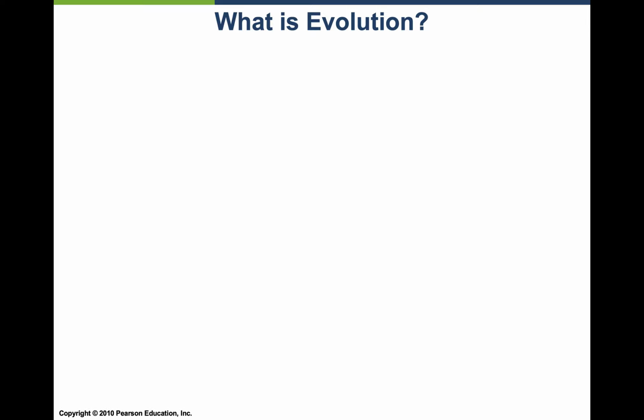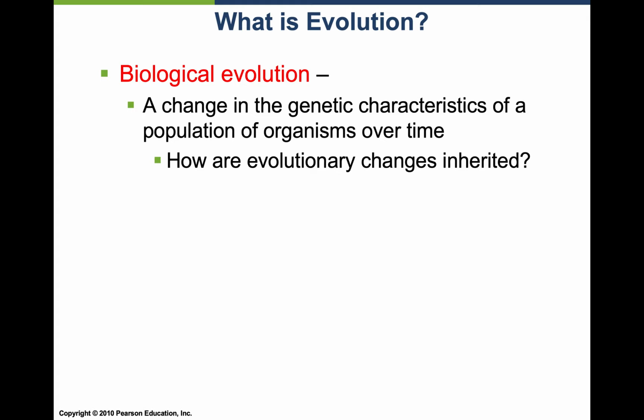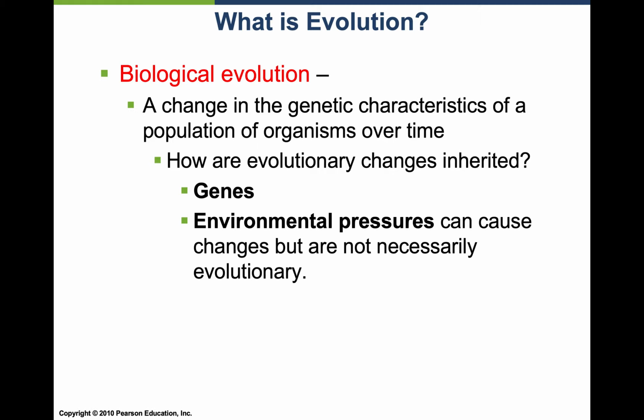So what is evolution? Well, biological evolution is really a change in the genetic characteristics of a population of organisms over time. So what are evolutionary changes? How are they inherited? They're inherited by genes. We've talked about these. And environmental pressures. These environmental pressures can cause changes that are not necessarily evolutionary, but once they're inherited and moved throughout the population as a result of environmental pressures, it can cause evolution.